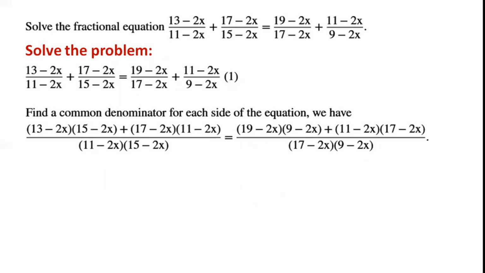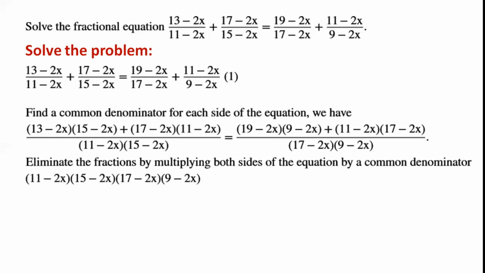We then have (13 - 2x)(15 - 2x) + (17 - 2x)(11 - 2x) over (11 - 2x)(15 - 2x) equals (19 - 2x)(9 - 2x) + (11 - 2x)(17 - 2x) over (17 - 2x)(9 - 2x).